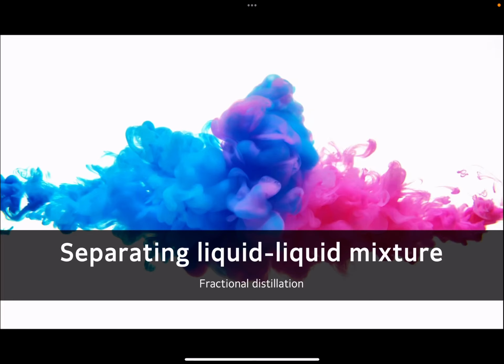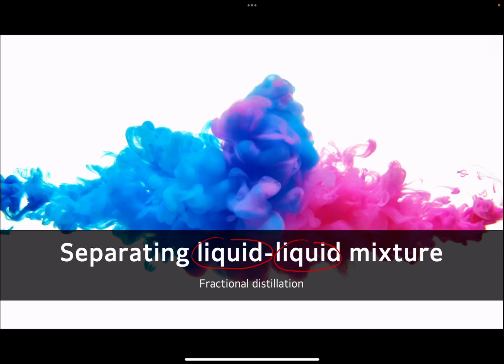We'll take a look at how we separate liquid mixtures. There are actually a total of three different methods: fractional distillation, separating funnel, and chromatography. It all depends on the characteristics of the liquid mixtures that you are dealing with, which we will be discussing.